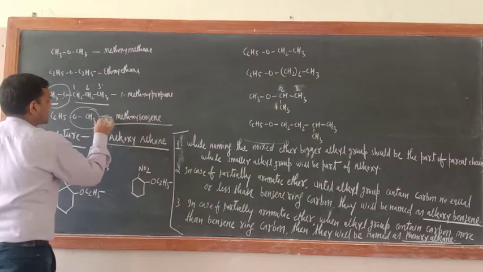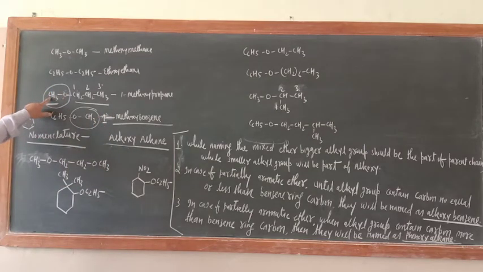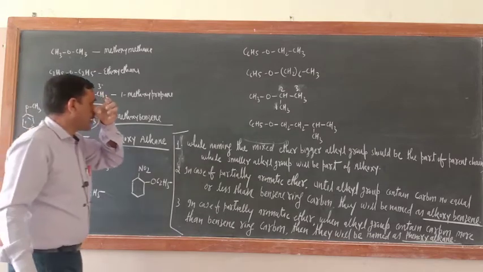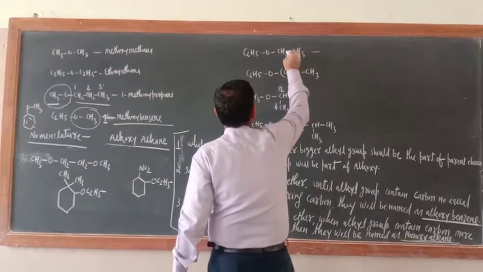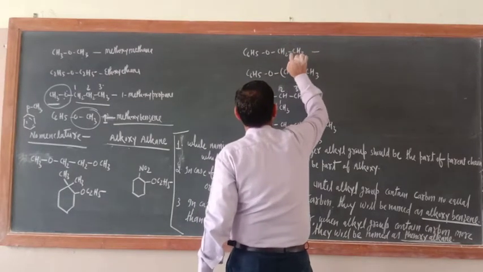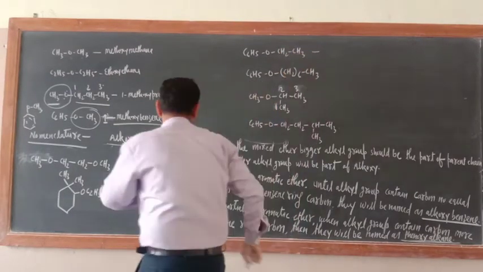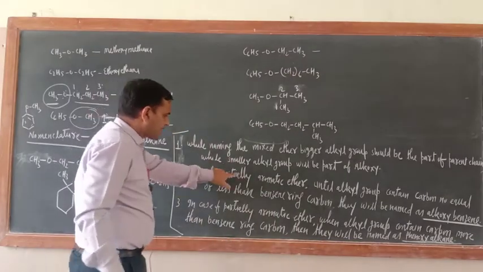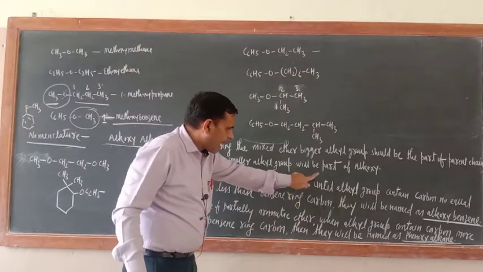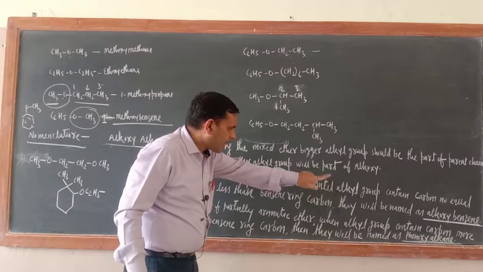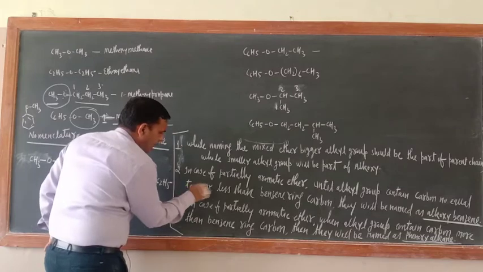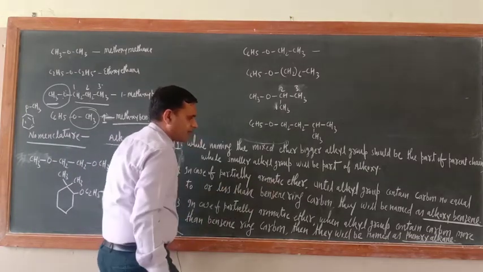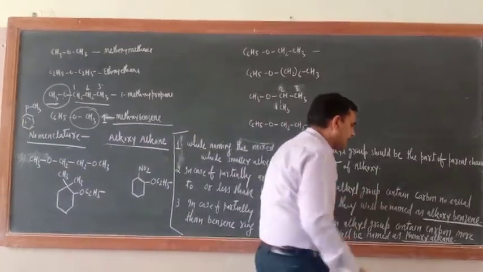Methoxybenzene. Which methoxy? 1 methoxy, because at one carbon atom the methoxy group is there. And what is the next one? Here the next one, just see. This is an alkyl group, and there is one rule: in case of partially aromatic ether, until the alkyl group contains carbon number equal to or less than the benzene ring carbon, they will be named as alkoxybenzene.